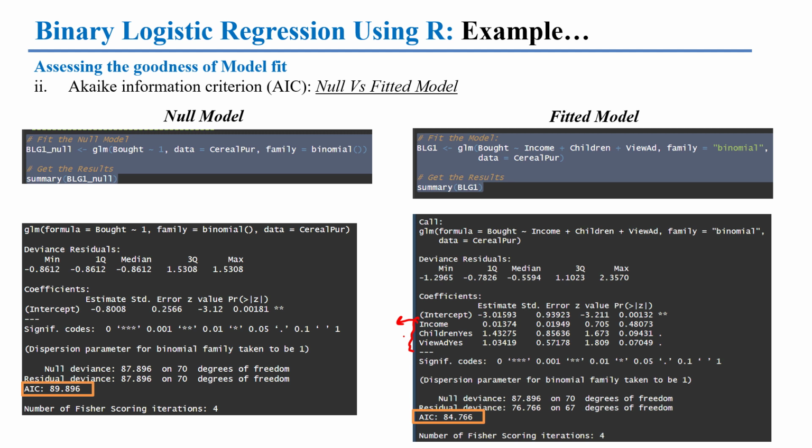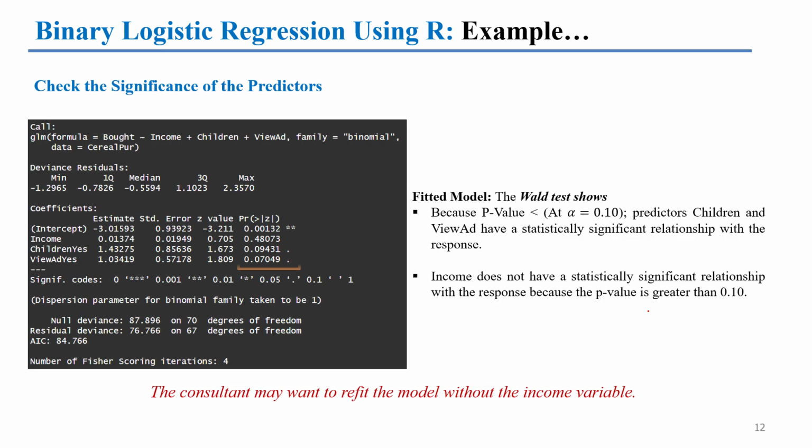Similarly, whether the adult having children is going to help predict whether the person is going to buy the cereal or not. The same is the case for view ad. So as you can see, we have the p-values, and with the help of these we can check this. So how can we do that?